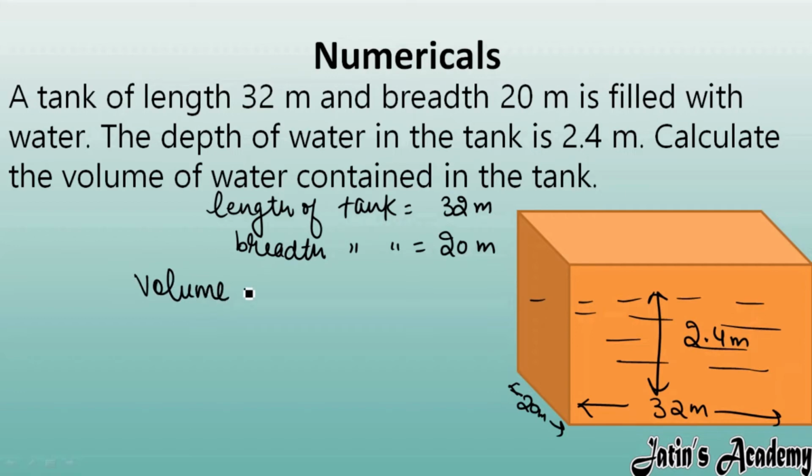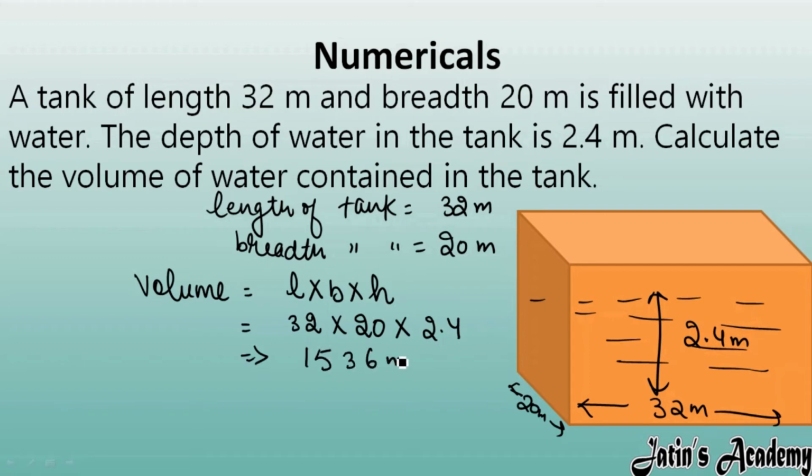So what is the volume of a cuboid? Volume of a cuboid is nothing but length multiply breadth multiply height. So just put the values. Length is 32 meter, multiply breadth is 20 meter, multiply height is 2.4 meter. By multiplication, what will you get? 1536 meter cube is the answer for the volume of water contained in this tank.